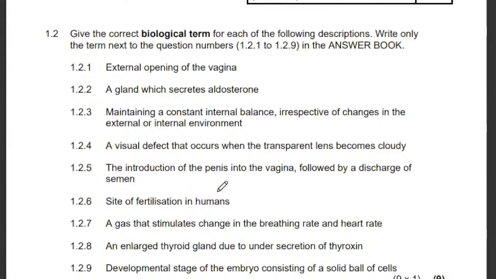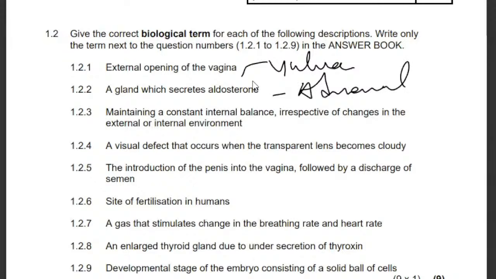Then we go to the terminologies. In most cases, we always bring the terminologies which you have already done. We don't have anything which is new. The external opening of the vagina, how do you call it? It's called the vulva. The gland that secretes aldosterone, we say that this is the adrenal gland. And then they are saying, don't mind my handwriting. So let's rush to the next question.